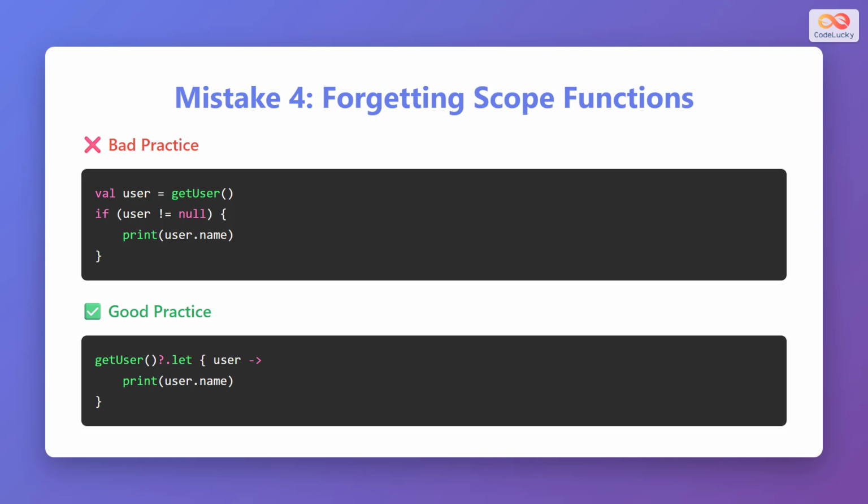Mistake number 4 is forgetting to use Kotlin's scope functions. Scope functions like let, apply, run, and also make your code more concise and expressive, especially when dealing with nullable types. Consider a situation where you retrieve a nullable user object and want to perform an operation only if it's not null. The traditional approach involves a verbose null check with an if statement. However, using the let scope function with the safe call operator provides a much cleaner solution. The code inside let only executes if the value is not null, eliminating the need for explicit null checks. Scope functions are one of Kotlin's most powerful features for writing clean, idiomatic code.